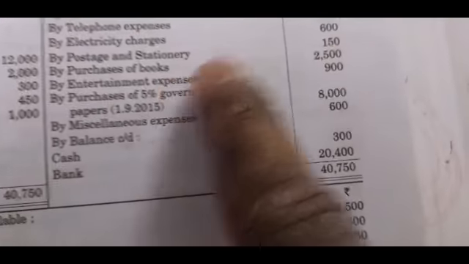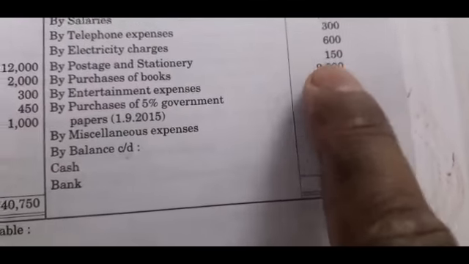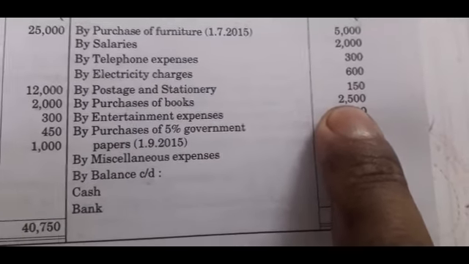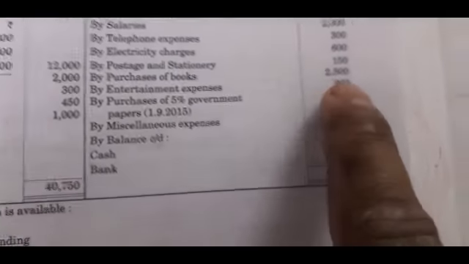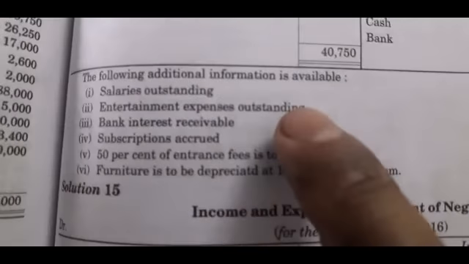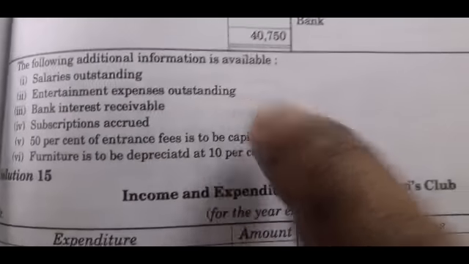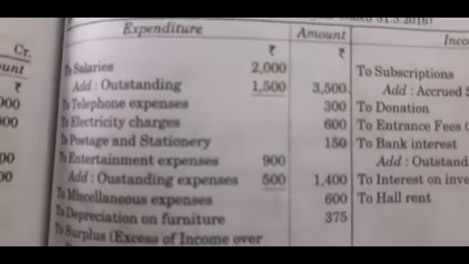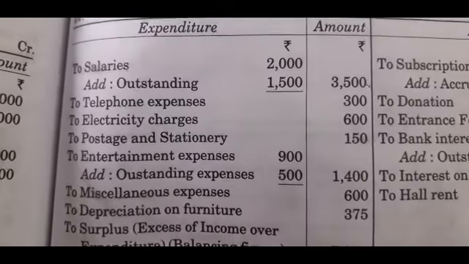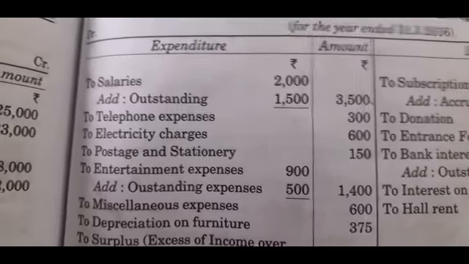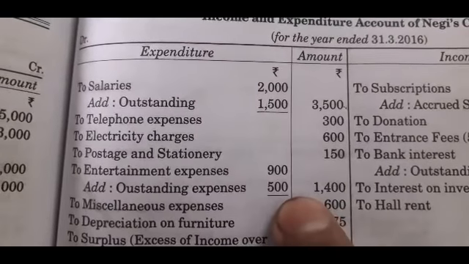By purchase of books, 2,500 rupees, again an asset, not taken to the income and expenditure account. And by entertainment expenses, 900. Adjustment number 2, entertainment expenses are outstanding rupees 500. So entertainment expenses 900 plus outstanding 500, total 1,400 rupees.